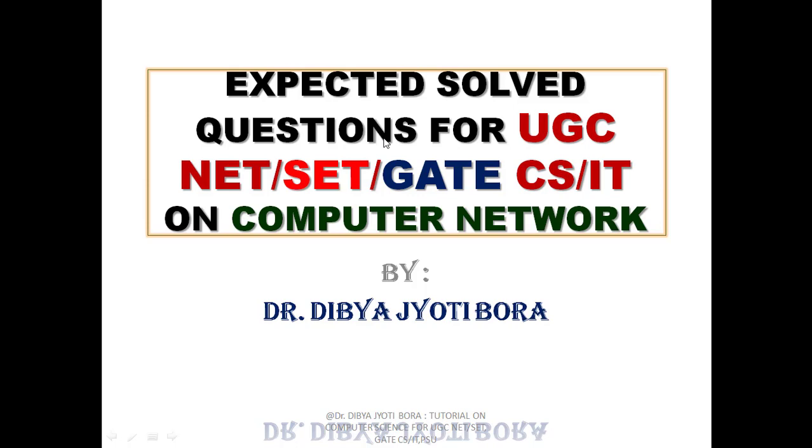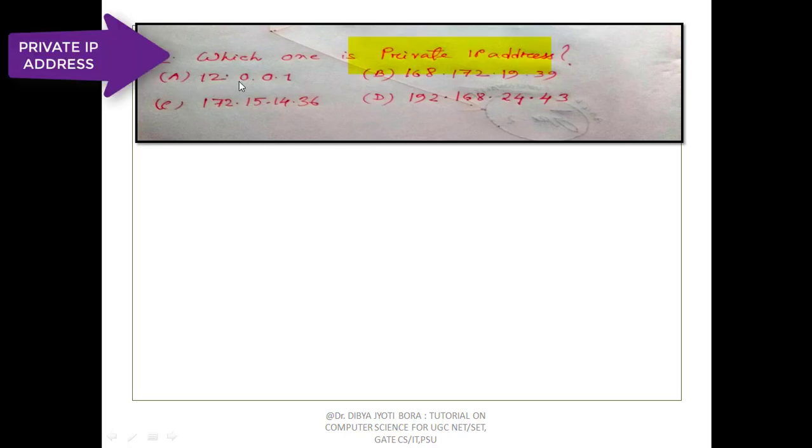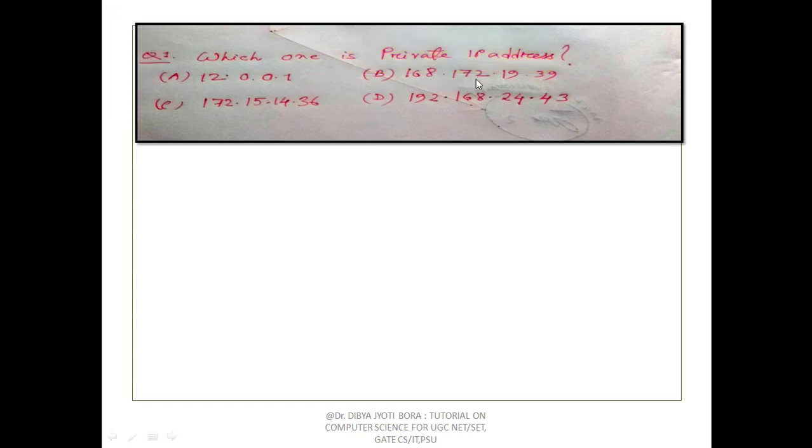Okay, coming to the topic. First, this question is: which one is private IP address? Option A, 12.0.0.1. Option B, 168.172.19.39. Option C, 172.15.14.36. Option D, 192.168.24.43. So we need to find out which one is private IP address.